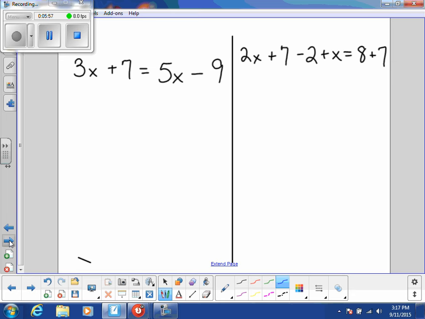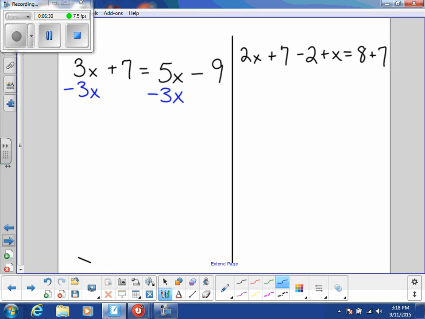Starting with 3x plus 7 equals 5x. If you want to have a positive coefficient, then look for the coefficient that's smaller in the original equation. What are your coefficients here? Hopefully you said 3 and 5. Since 3 is smaller than 5, I'll subtract 3x. And see how I'm lining up the like terms underneath? That's so in the next step I know exactly what to do.